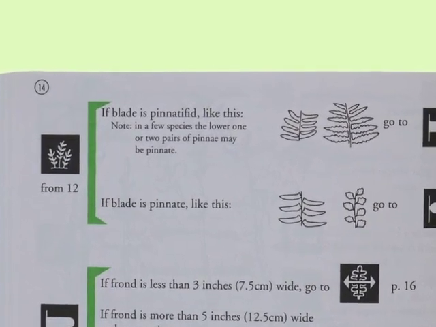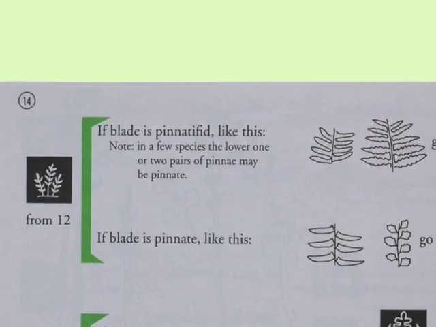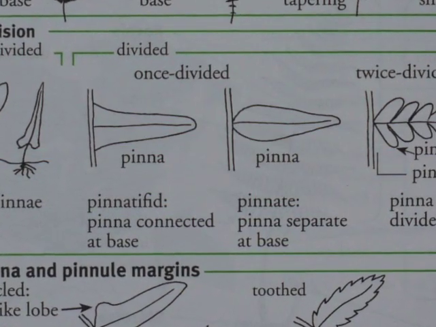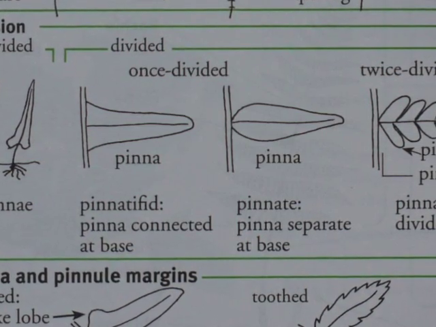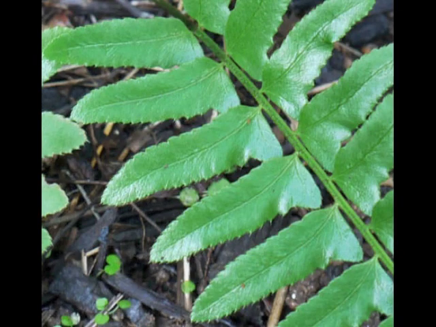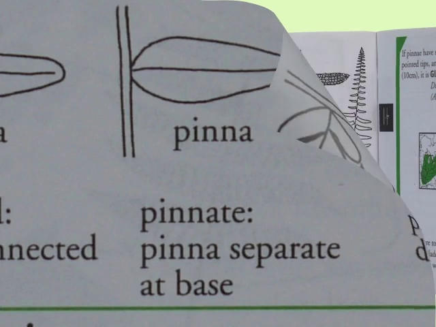This set of choices asks us to determine if the blade is pinnatophyid or pinnate. Pinnatophyid means the pinna, the little leaf-like part coming off the side of the blade, is connected to the blade at its base. Pinnate means the pinna is separate at the base. In our example, the blade is pinnate. Now we turn to page 18.